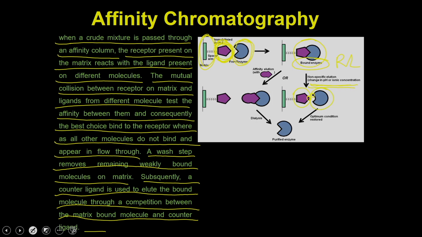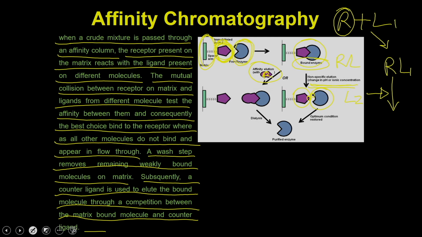The alternative is that you can utilize affinity elution with the help of a competitive receptor. For example, in this case we put in a competitive ligand, which is also going to compete with the enzyme. You can imagine that the receptor makes a complex with the ligand to give you the receptor-ligand complex, R L1. Now you add L2, which also has an affinity for the receptor, and L2 is probably as good as L1.